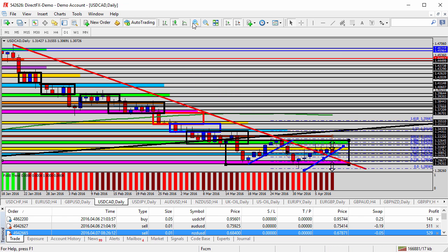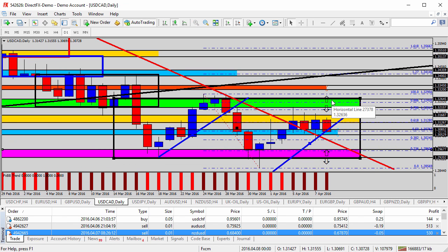So that's what we're going to be looking for on that news today. A breakout here for the US CAD on positive or negative data for this currency pair.